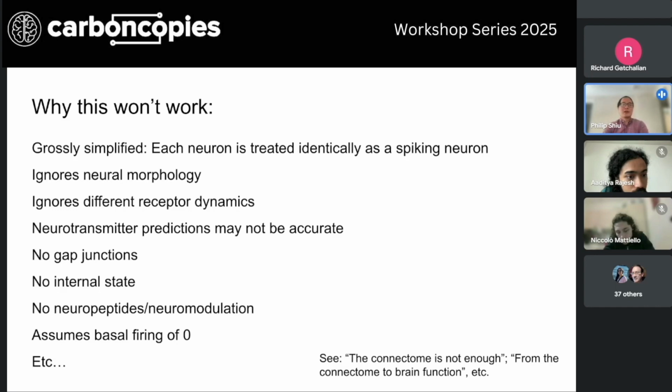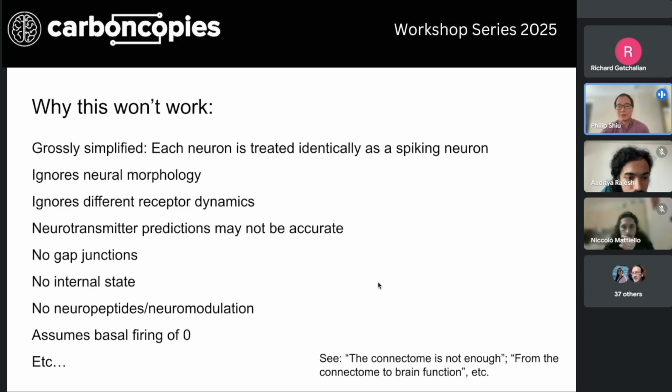So we only care about synaptic connectivity rather than gap junctions. We also ignore internal state. We completely ignore neuropeptides and neuromodulation. Furthermore, we assume a basal firing of 0 hertz, which of course is not true. And you can come up with a variety of other objections to why this shouldn't work.